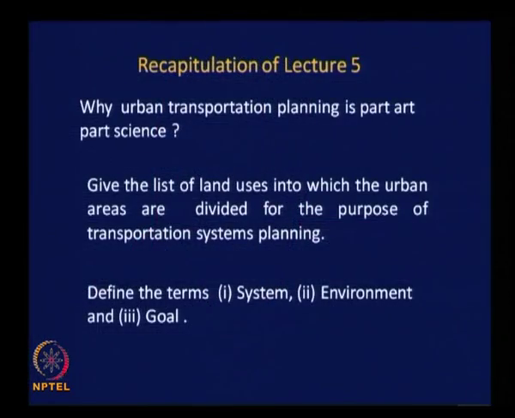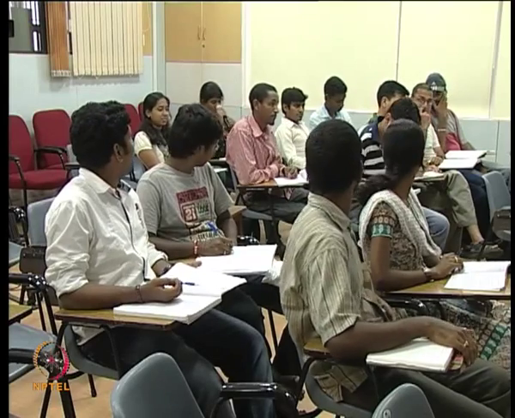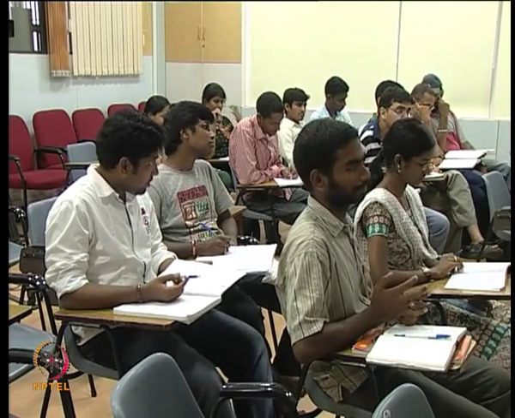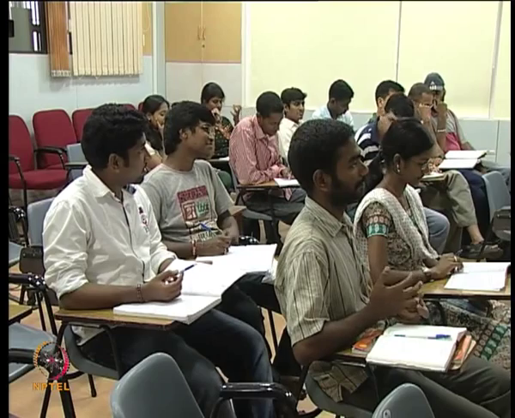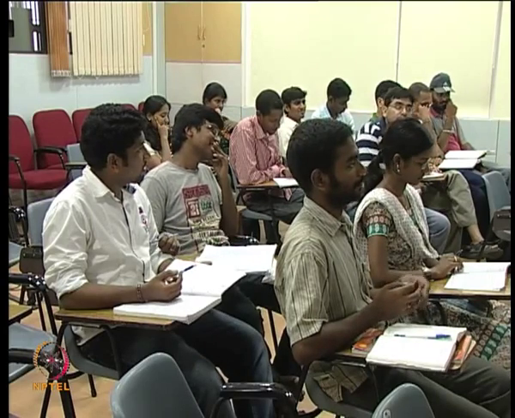The third question is very specific. Define the terms system, environment and goal. Anybody who can define the term system? A system may be defined as a set of components that is organized in a manner so as to direct the action of systems in which the inputs towards specific goals and objectives. Good, maybe you have noted down the definition and are reading out, nothing wrong, at least others get the point.